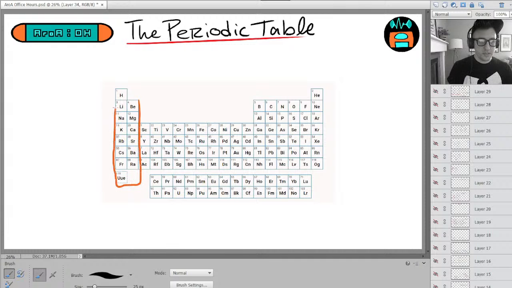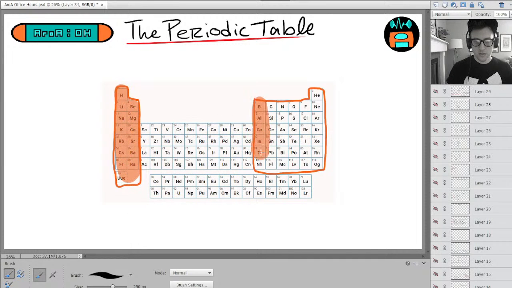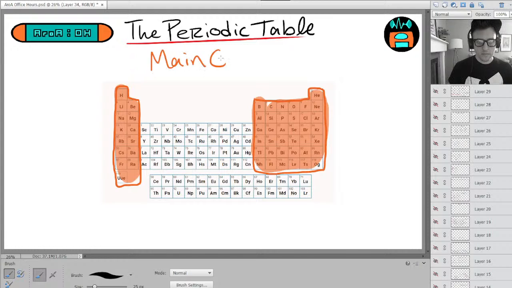If you look at the first two groups on the periodic table, and then the last six groups on the periodic table, these two regions, these two halves of the same whole, are known as the main group. These are the main group elements, both here and here.